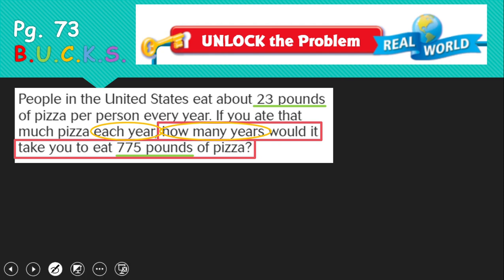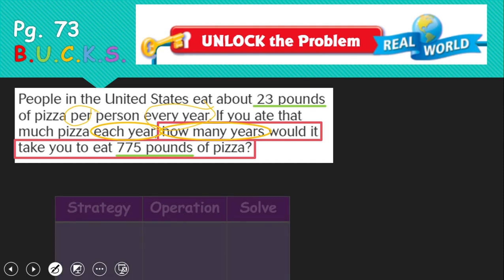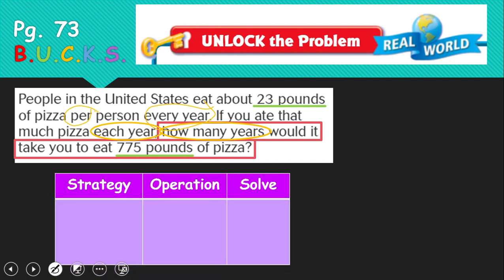And I missed one. I also want to say per person every year. So these are keywords as well to help you evaluate what kind of operation we're going to be using. And when I say operation, I mean addition, multiplication, subtraction, or division. All right, so now we're not going to knock anything out because mostly everything in this problem is important.